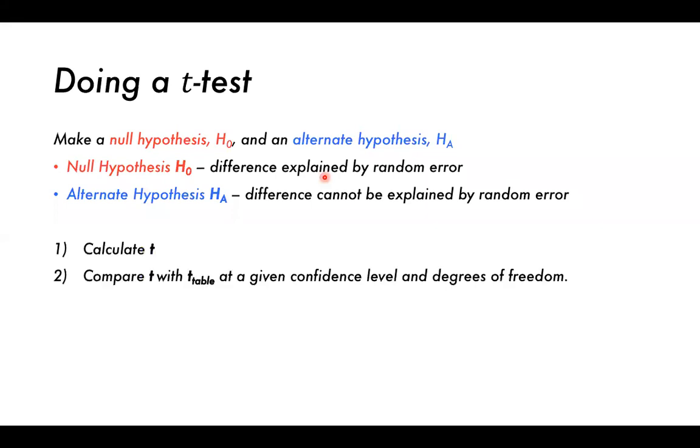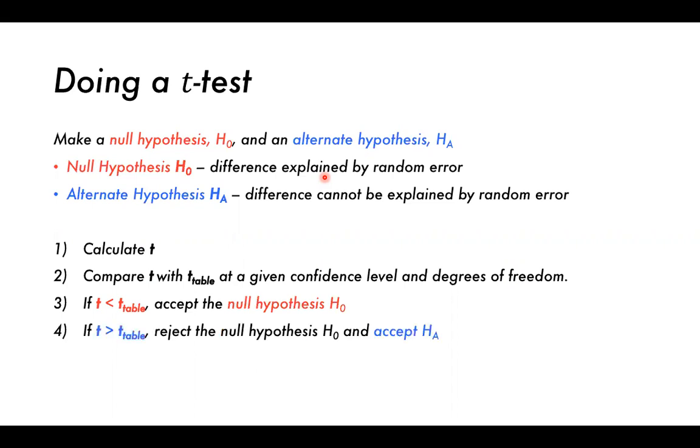So first we calculate T, we'll see how we do that in a moment, and then we compare T with the T table at a given confidence level and degrees of freedom. Then if T is less than T table, we accept the null hypothesis. And if T is greater than T table, then we reject the null hypothesis and accept the alternative hypothesis.